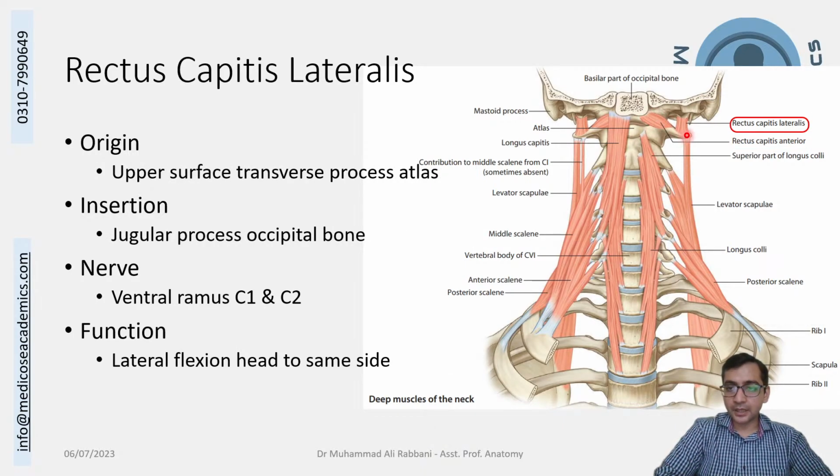Rectus capitis lateralis, as you can see, arises from the transverse process, and it inserts just near the jugular opening, the jugular process. It is supplied by C1, C2, and it helps in lateral flexion. Of course, it is a very weak muscle.